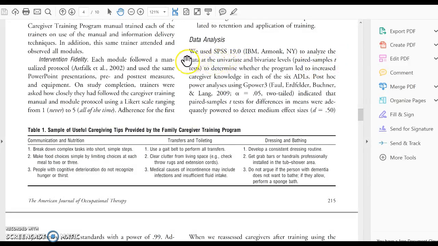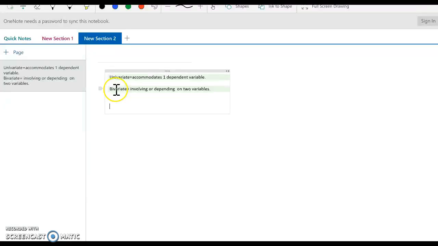Now, let's talk about this. They said to analyze the data at univariate and bivariate levels. What is that, right? Well, let's talk about it. So univariate accommodates one dependent variable, and bivariate involves two variables. So it's just essentially a difference in data. Univariate, you would use it to look at one variable in a data set to analyze or describe a scenario or experiment. So using a t-test or an analysis of variance, which is an ANOVA, right?